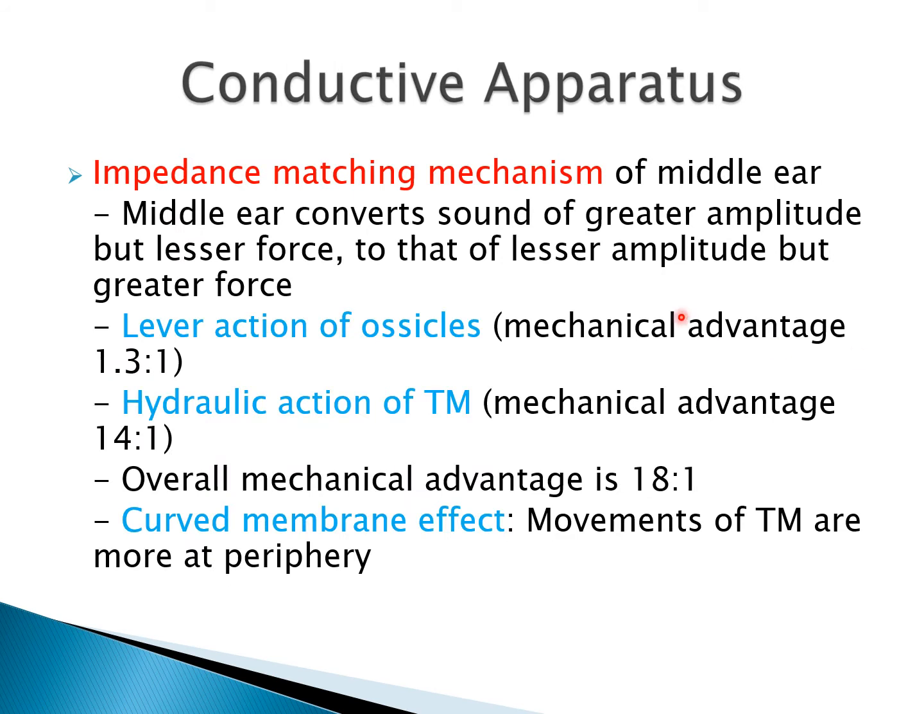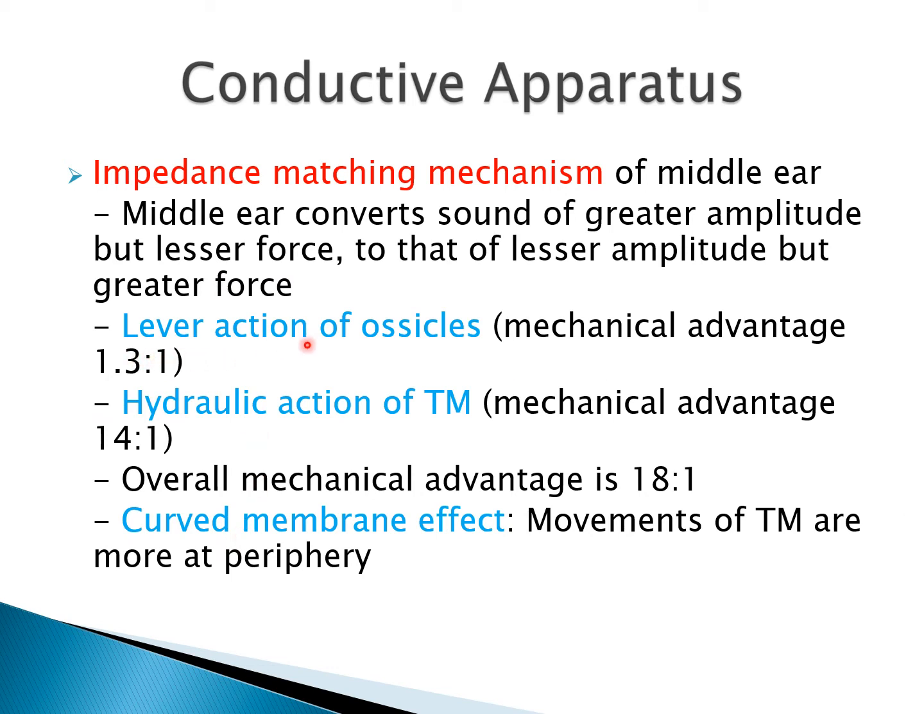So first is the conductive apparatus. Now, whenever a sound travels through the pinna, external ear and middle ear, some of the energy of the sound is lost. So the function of the middle ear is to convert the sound of greater amplitude and lesser force to that of lesser amplitude but greater force. And this is called the impedance matching mechanism of the middle ear.